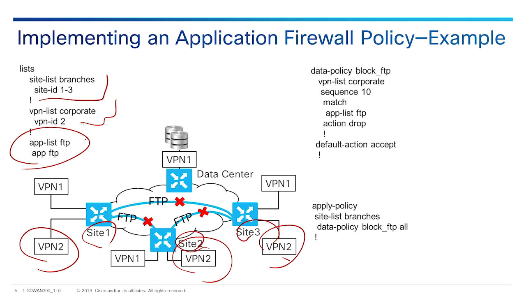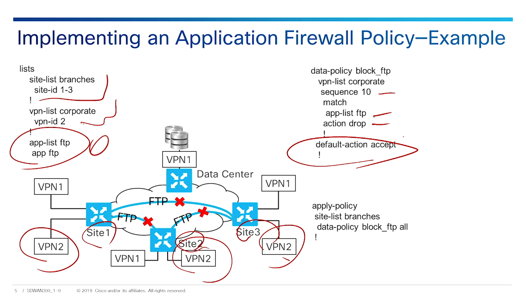So this data policy definition is going to be applying to a specific VPN list. And if traffic matches that app list, FTP in this instance, the traffic is dropped, with a default action of accept for everything else. So we go sequence 10, match app list FTP, this guy over here, action drop. And then everything else is accepted.